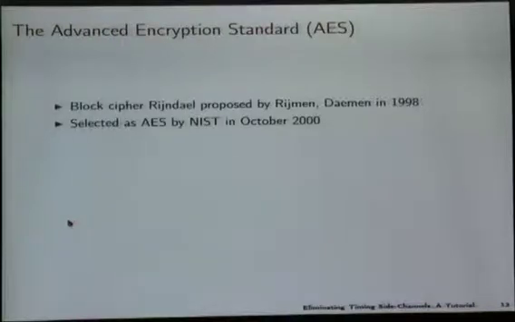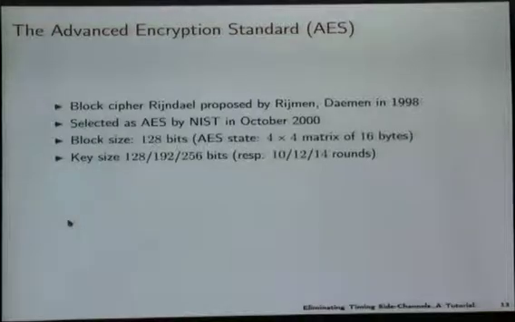And this is, by the way, also the reason that the Advanced Encryption Standard is not one of my favorite algorithms. For those of you who are not really familiar with AES, I guess everybody here has heard of it. It's a block cipher that Rijmen and Daemen proposed in 1998 and was selected as the Advanced Encryption Standard in 2000 by NIST. And it has a block size of 128 bits and some state, a 4x4 matrix, and different key sizes.